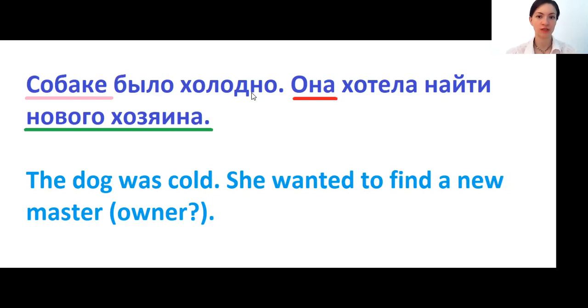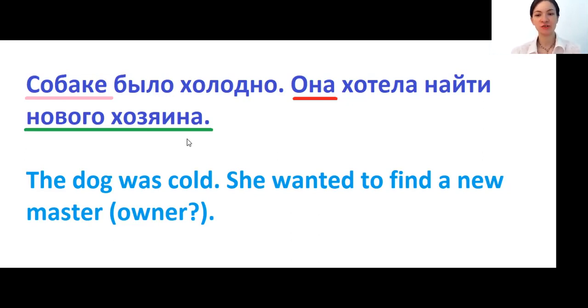So we talk about physical condition, right? So in nominative, we have собака, which finishes with a, and in dative, this a is replaced by ye. Собака, собаке. That's it. Она хотела найти нового хозяина. Она, it is subject because she wanted, it's an active action. She was active, yeah.